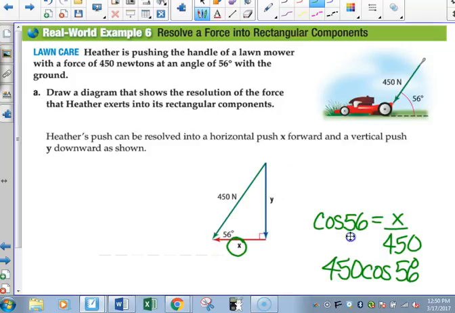And to find the Y, we would do the same thing, but use what? Sine, right? And the Y coordinate, the sine would give us the vertical component.